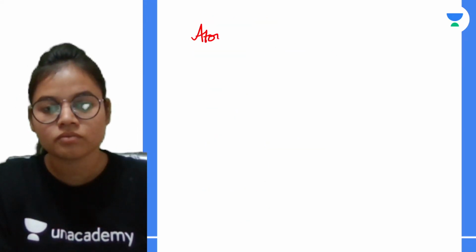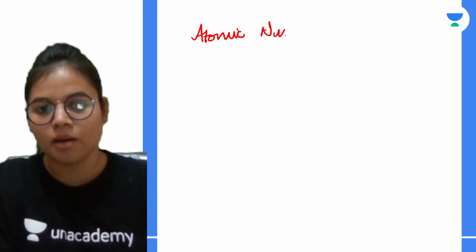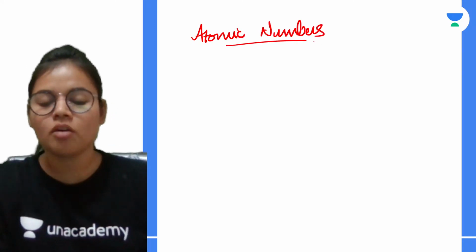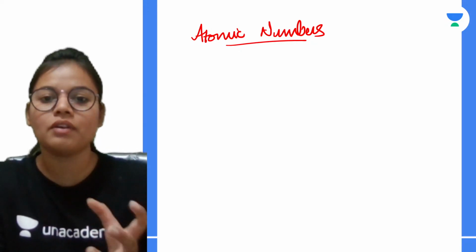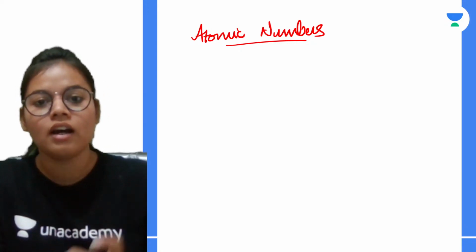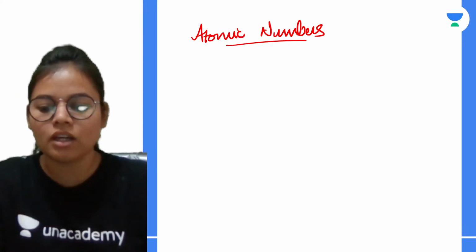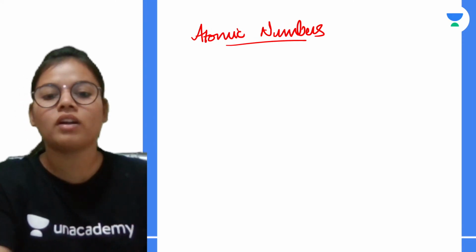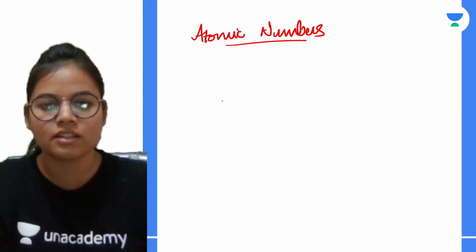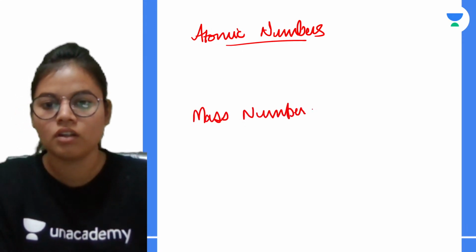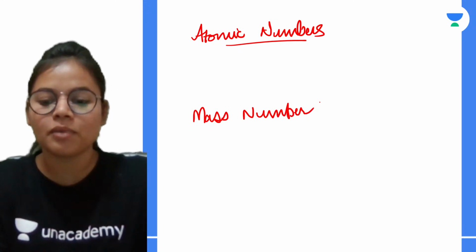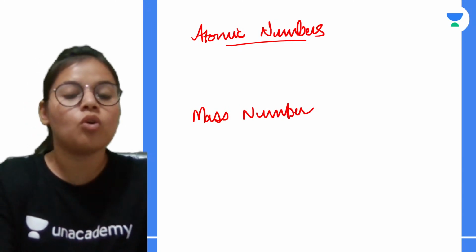After that we will be studying atomic numbers. We will go for a basic, conceptual study of what atomic number is and what electron, proton, neutron, etc. are. Atomic number, and second is mass number. After studying these things, this unit gets over.